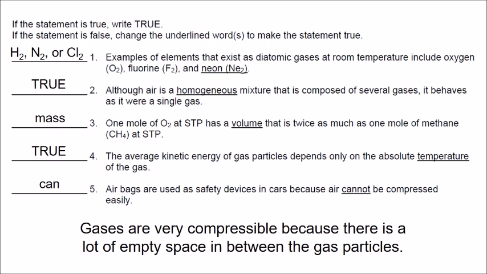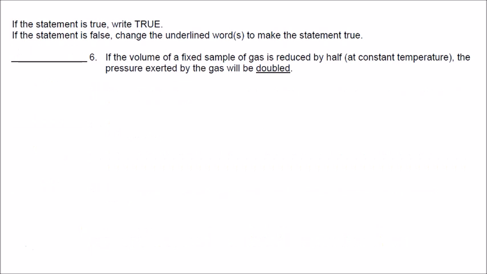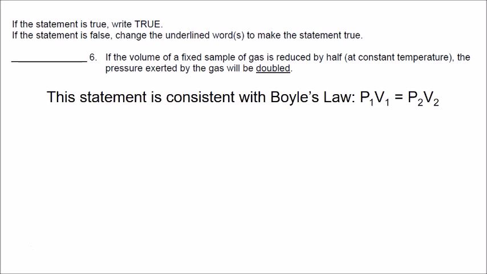All right, number 6. If the volume of a fixed sample of gas is reduced by half at constant temperature, the pressure exerted by the gas will be doubled. This statement is consistent with Boyle's law, which shows the inverse relationship between pressure and volume. So statement 6 is true.